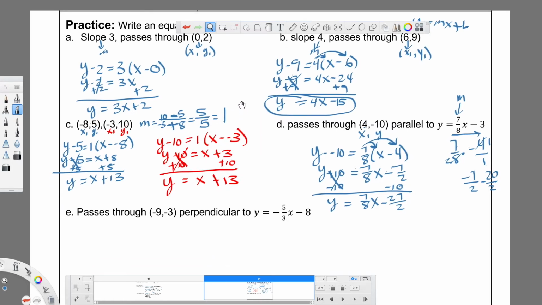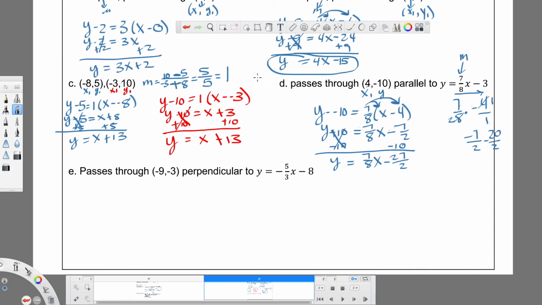All right, let me scooch up, and I think, is this the last one here? It is the last one here. All right, so this one, we have a point, and it's perpendicular to this one. So we still want to grab this number, but it's not the same as parallel. Perpendicular means that I need to flip it over and flip the sign. So this is my slope. So be careful between the words parallel and perpendicular because it does change your problem and what you're going to plug in here.